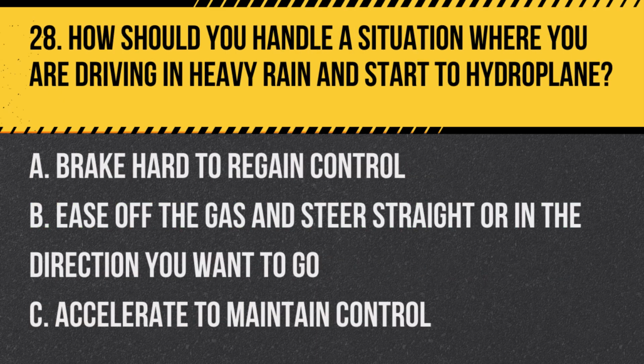Question 28. How should you handle a situation where you are driving in heavy rain and start to hydroplane? A. Brake hard to regain control. B. Ease off the gas and steer straight or in the direction you want to go. C. Accelerate to maintain control. Answer. B. Ease off the gas and steer straight or in the direction you want to go. This helps regain traction and control of the vehicle.